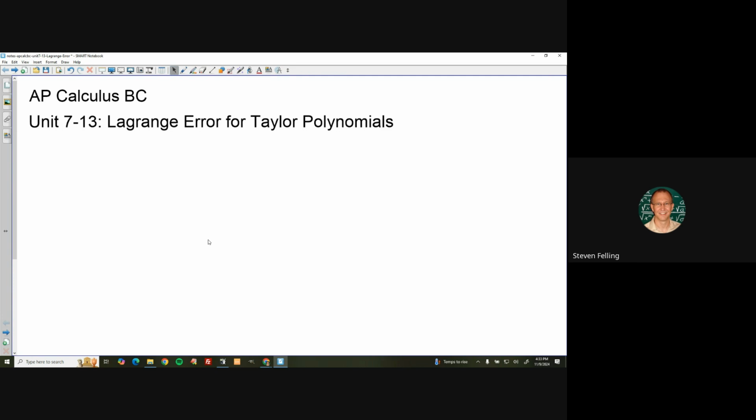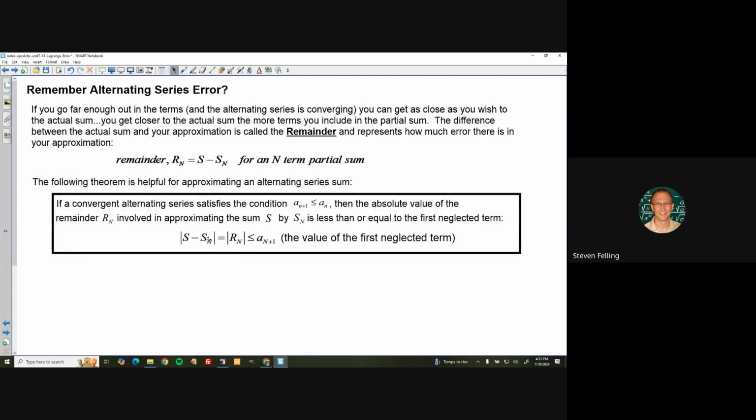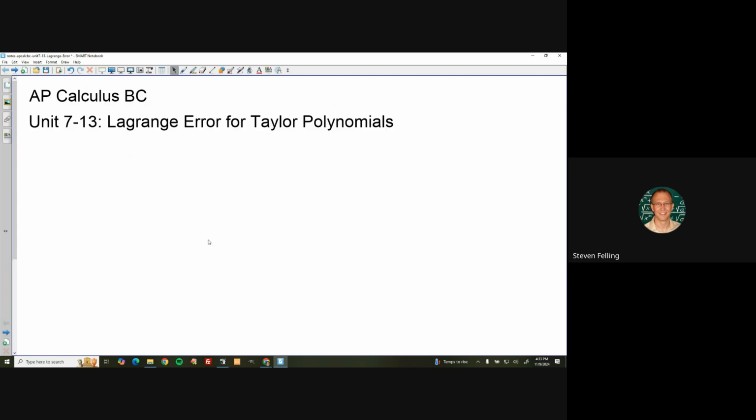It's called Lagrange error for Taylor polynomials. Okay, remember how we said that if you have a Taylor polynomial that is approximating a function, it is perfectly matched at the centering value. But as you go further away, at some point the polynomial starts to diverge from the actual function it's representing.